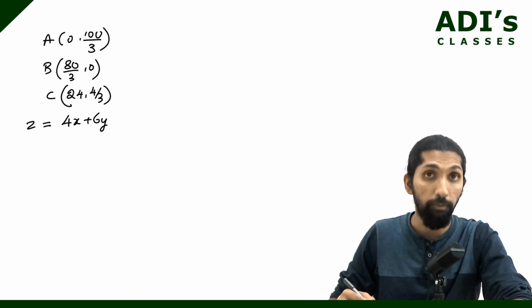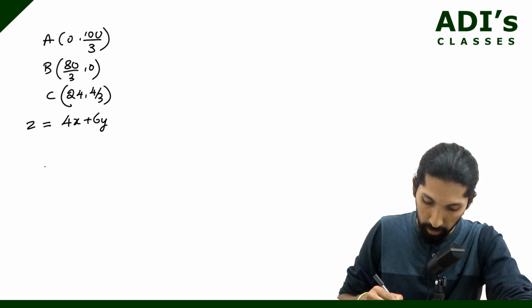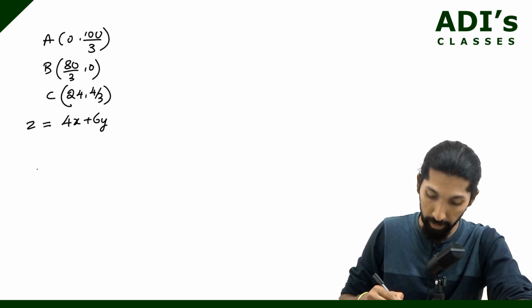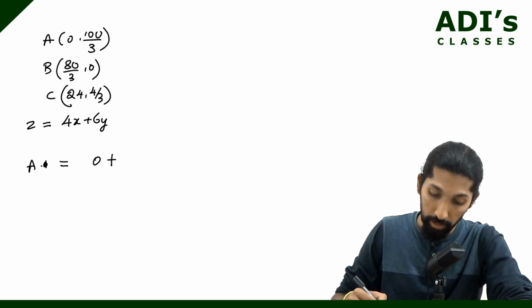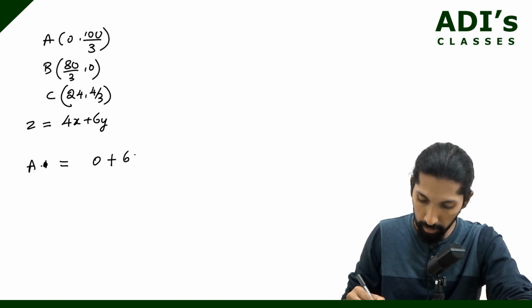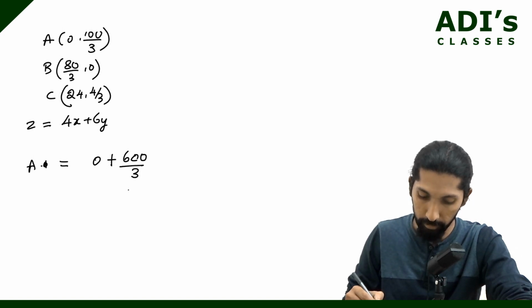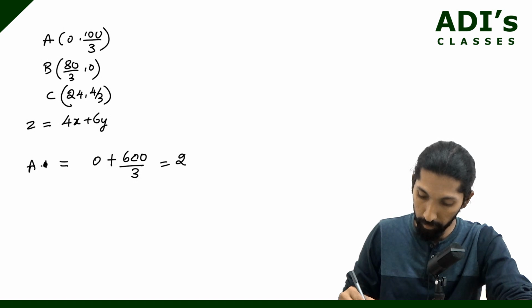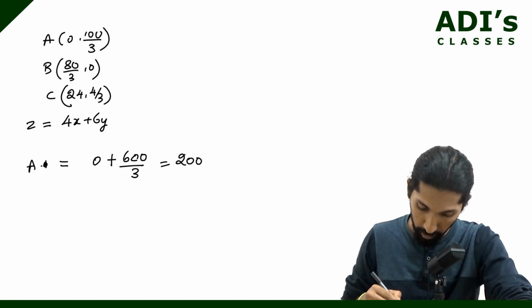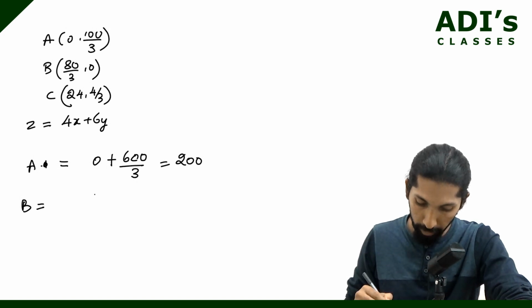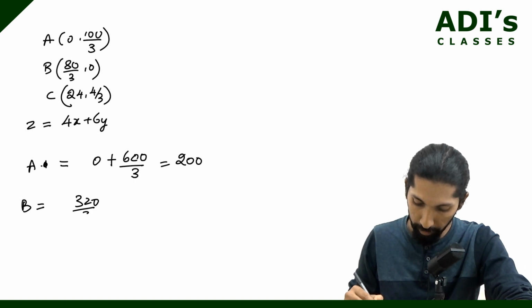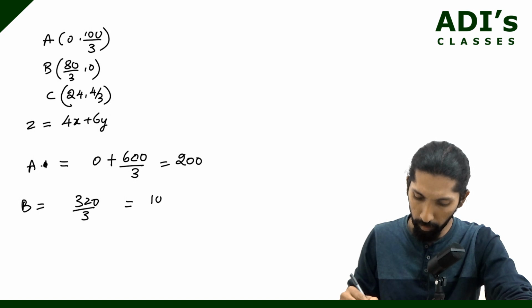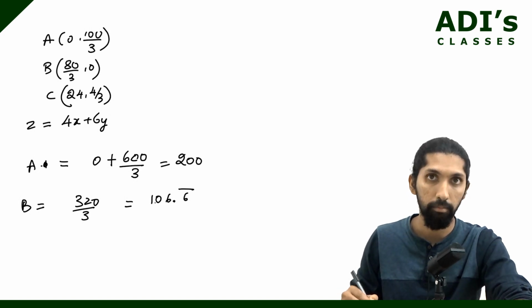Okay. See the first one, of course, the first point A is 0 plus 6 into 100 divided by 3. 600 divided by 3, right, which is 200. Well and good. Now point B, if you take 4 into 80 by 3, 320 by 3. I think this is going to give us 106.6 bar, right?